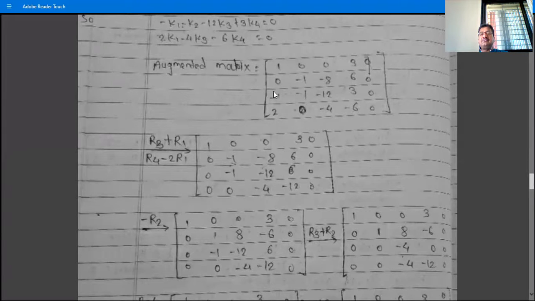This is 0. So we have to reduce this -1 and 2 to 0. So the transformations are R3 plus R1 and R4 minus 2 R1. So we keep the first two rows as they are, here 0, and after calculation we have this. These are the rows. Okay.